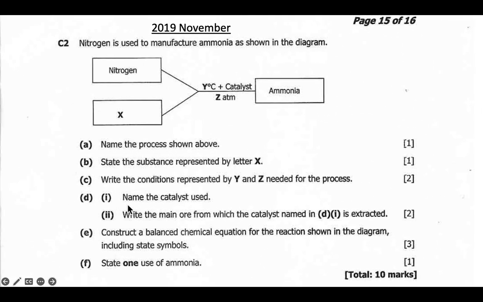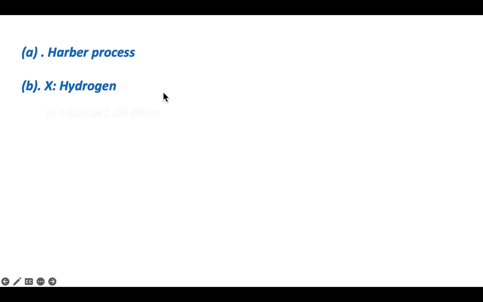And then we have this other question, D1, name the catalyst used. So what is the catalyst used? We use iron catalyst. So iron catalyst is used for the process, okay? So there we can say iron catalyst, which is Fe. This is the symbol for iron, okay?